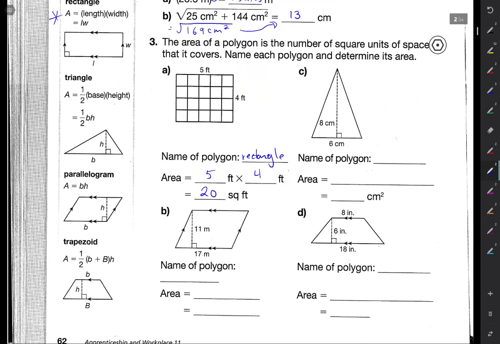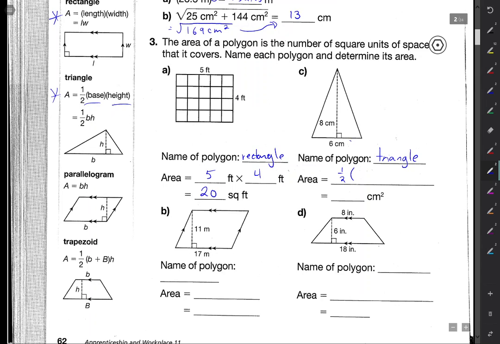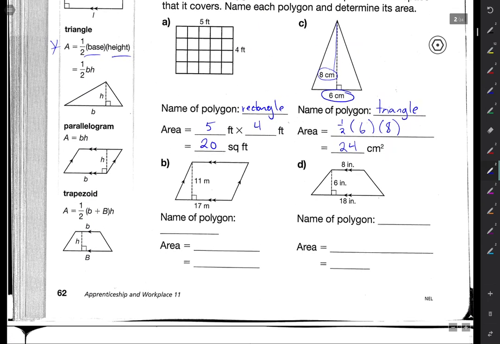The next polygon is named a triangle. And to find the area of a triangle, if we look on the side here, the area is equal to 1/2 times the base times the height. So the base is going to be this number down here, which is 6, and the height is this one here, 8. So we're going to do 1/2 times 6 times 8. And if we plug that in our calculator, we get 24 centimeters squared for the area.